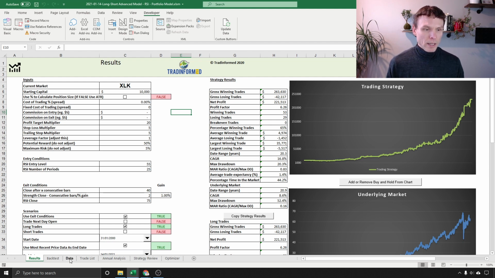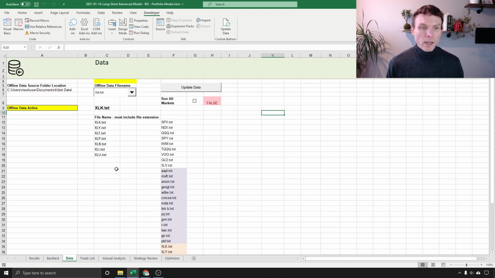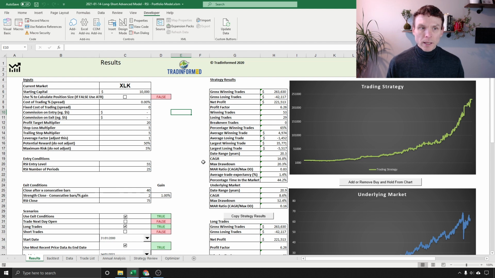So what I'm showing in this video is we're looking at the sector ETFs. I have chosen 7 ETFs here: XLK, XLY, XLF. And what I'm displaying here is the results for the XLK. So this is just one of the ETFs. I'm using an RSI based entry system, and that's adjustable. So I'm using an RSI entry level of 55 with 25 periods.